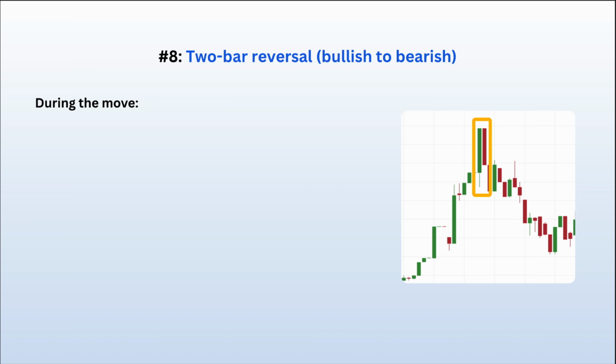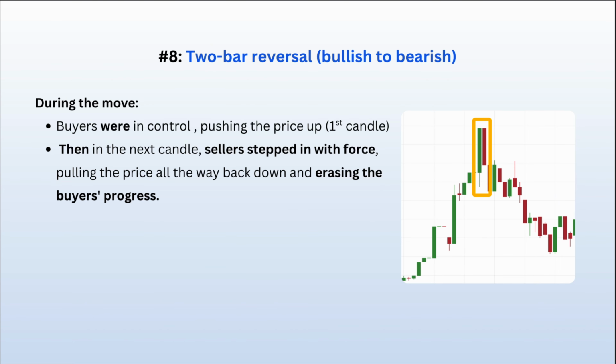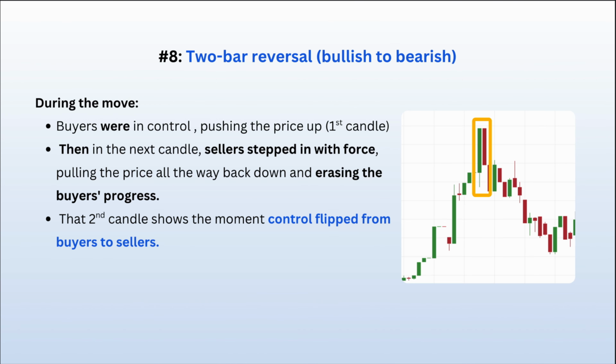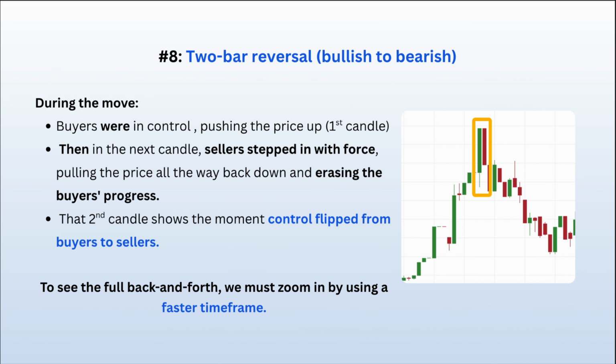Also, we can say that during the move, the buyers were in control, pushing the price up. So this is what happened in the first candle. But then in the next candle, the sellers stepped in with force, pulling the price all the way back down and erasing the buyers' progress. So that second candle is showing us the moment that control shifted from buyers to sellers. And again, to see the full back and forth, we must zoom in by using faster time frames.